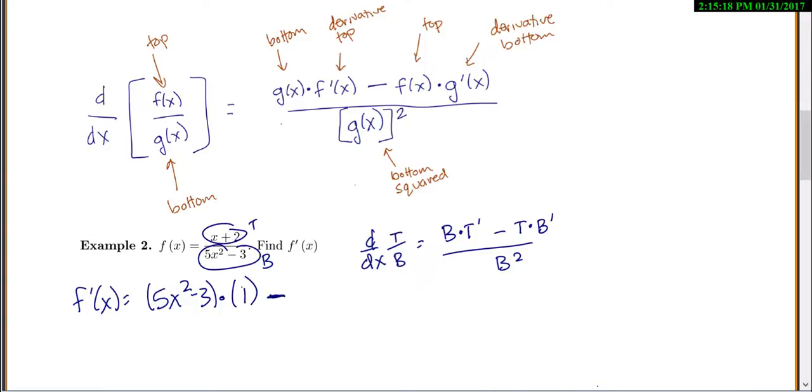Minus, make sure you do a minus. The top now says do just the top, don't change anything. So all of x plus 2. Times now the derivative of the bottom. The derivative of the bottom, derivative of 5x squared minus 3, is just going to be 10x.